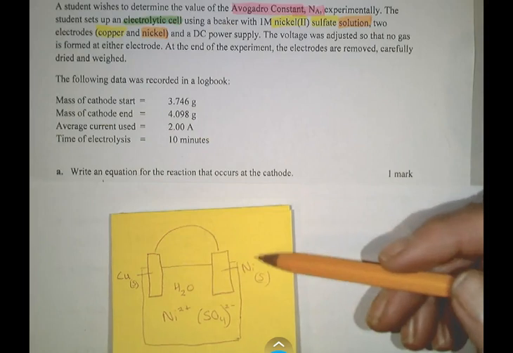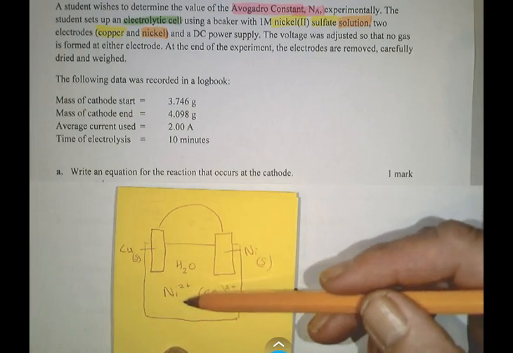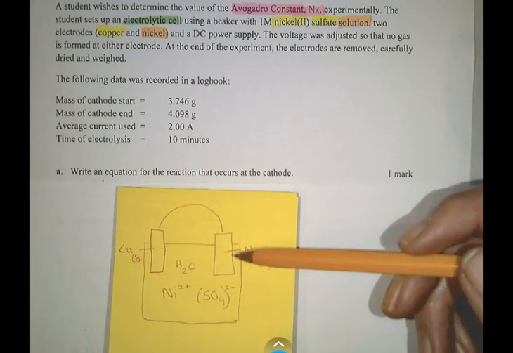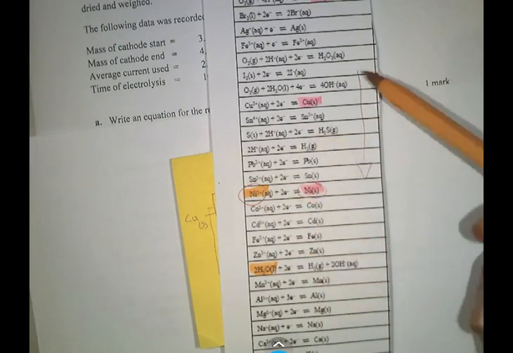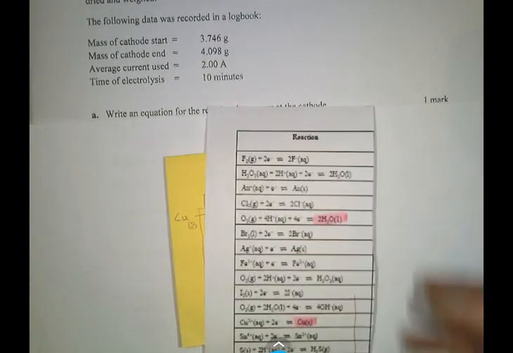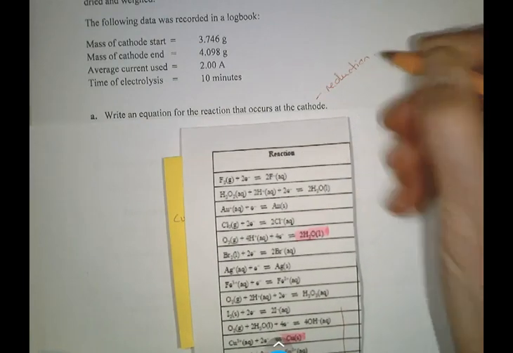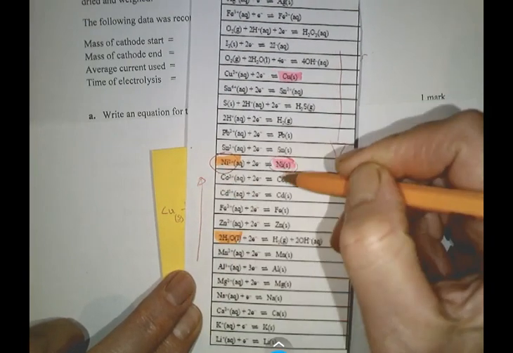So we need to know which way the electrons are going. We've got some water, the sulfate we ignore, it's not involved in the reaction, the nickel ions, and the copper solid and the nickel solid. So which way are the electrons going? Look at what's happening. We've got nickel ions and water, and we've got water, copper metal and nickel. The reaction at the cathode is reduction. So we're looking for the reduction reaction. These are all reduction reactions. The strongest oxidizing agent is the one that undergoes reduction.